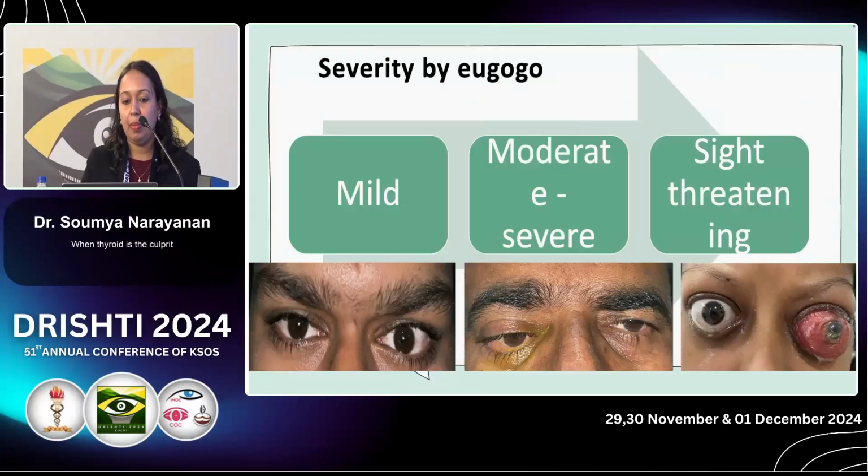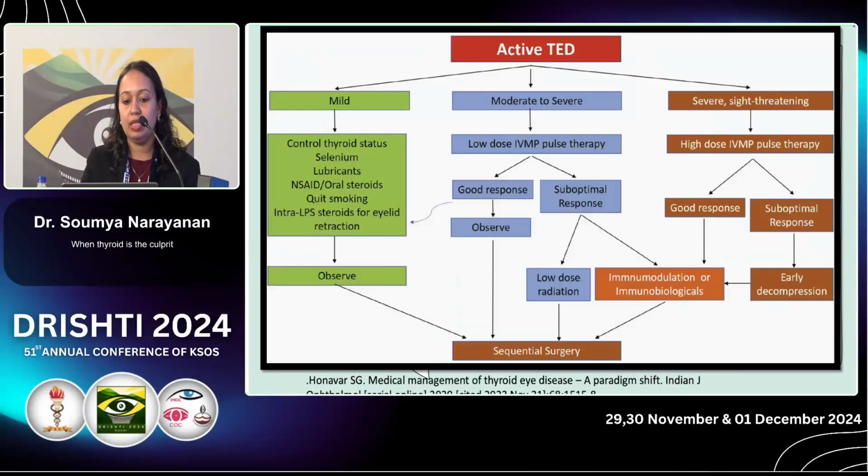Severity is classified by the EUGOGO, where it is mild when there is mild proptosis and lid retraction, and moderate to severe and sight-threatening in case of dysthyroid optic neuropathy and severe exposure keratitis. This is a protocol by Dr. Santosh Honavar, published in IJO.